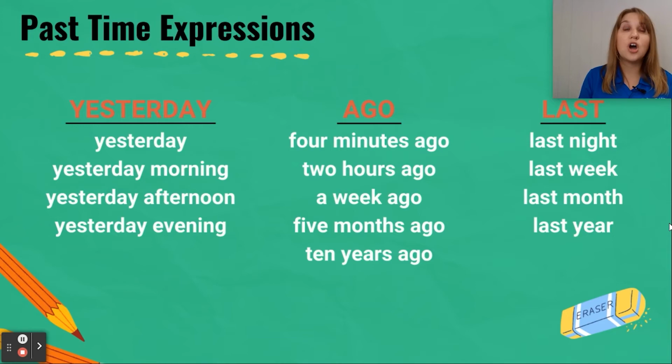And as we talk about the past form, there are certain past time expressions like yesterday, ago, and last. So how do we use them? For example, yesterday, yesterday morning, yesterday afternoon, yesterday evening, 4 minutes ago, 2 hours ago, a week ago, 5 months ago, 10 years ago, last night, last week, last month, last year.